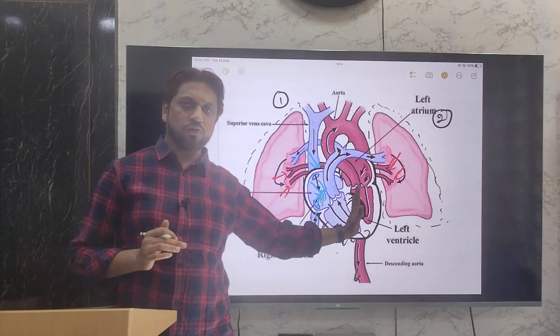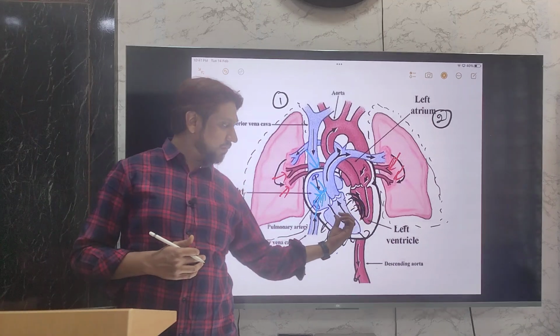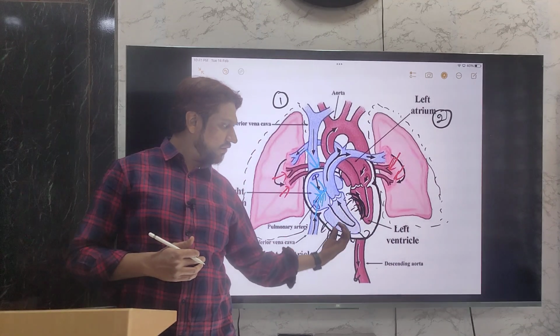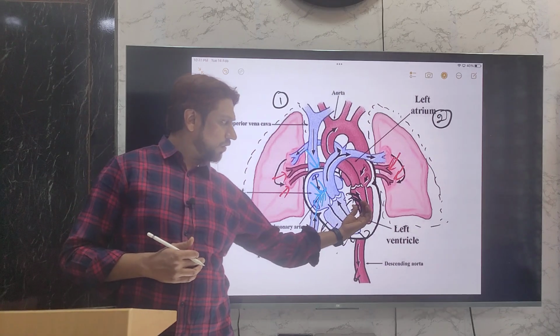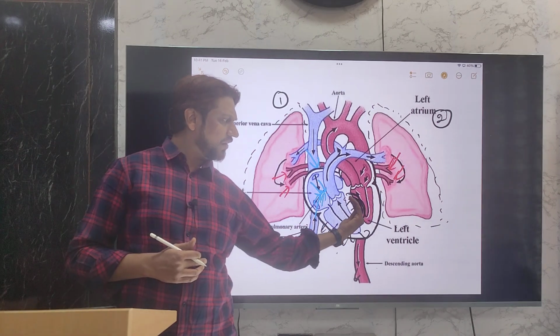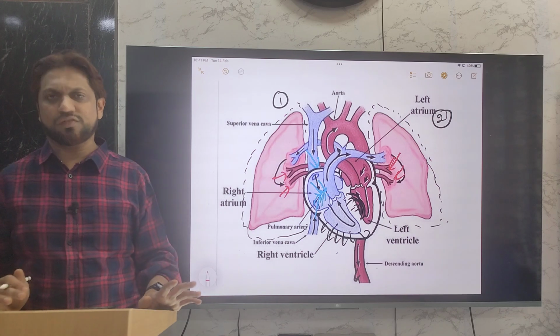In the first mechanism, the interventricular septum will move to the left ventricle, but the left ventricular pressure is more as compared to the right ventricle. Even the right ventricle can move here also. So there is a slight bulging, and this will not cause a major difference. That's why the difference is very small.